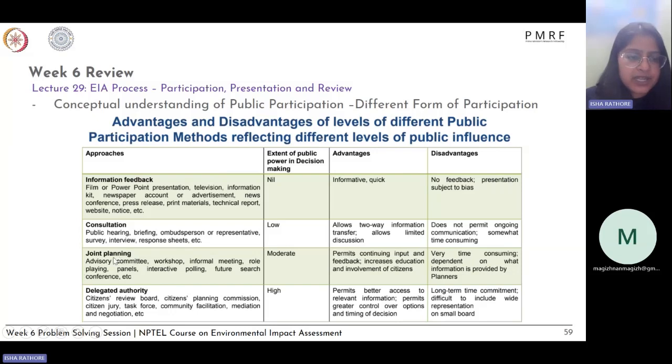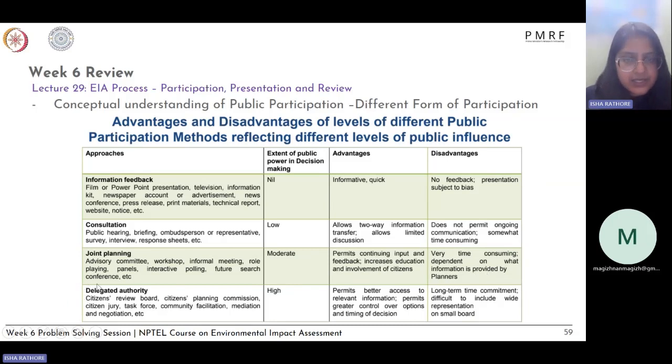The third method is joint planning. It includes advisory committee, workshop, informal meeting, role playing, panels, interactive polling, future search conference, etc. This has moderate public power in decision making. The advantages are that it permits continuing inputs and feedback and increases the education and involvement of citizens. The disadvantages are that it is very time consuming and dependent on what information is provided by the planners.